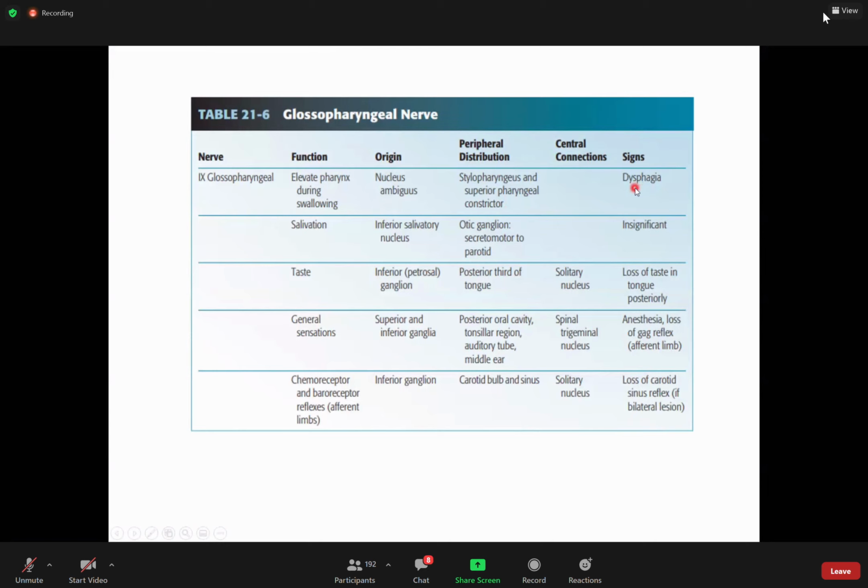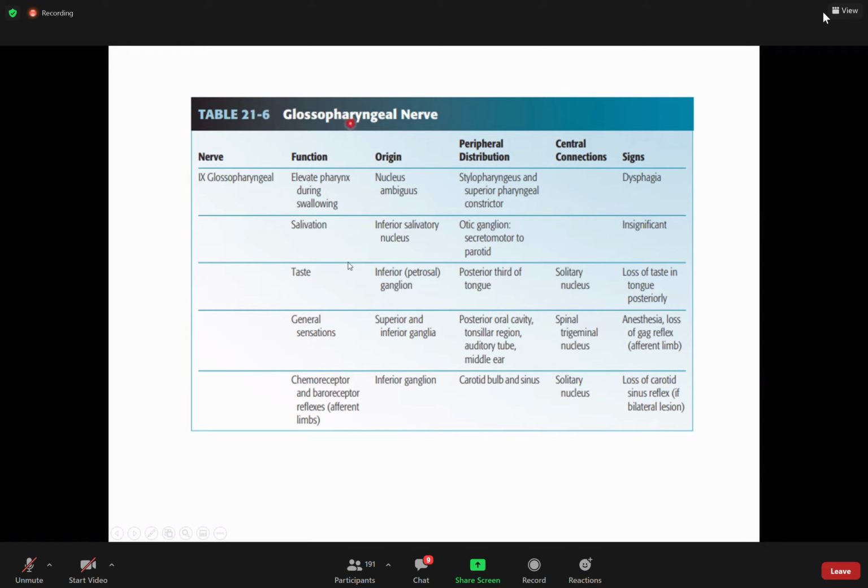The damage to the motor nucleus will result in dysphagia. Salivation is through the inferior salivatory nucleus to the otic ganglion to the parotid gland. Usually it does not cause any clinical signs. Taste sensations: inferior ganglion, posterior one-third of the tongue, solitary nucleus, loss of taste in the tongue posteriorly. General sensations through superior and inferior ganglion and posterior oral cavity, tonsillar region, auditory tube, middle ear, spinal trigeminal nucleus is the central part, anesthesia, loss of gag reflex. And chemoreceptors and baroreceptors to the inferior ganglion, to the solitary nucleus, and the loss of carotid sinus reflex.